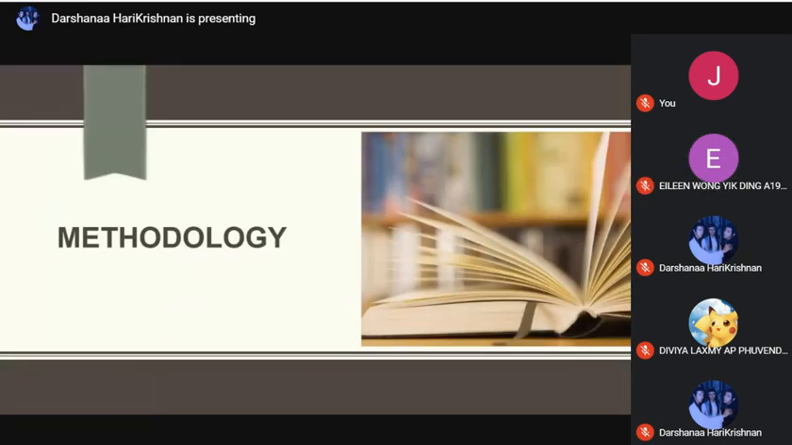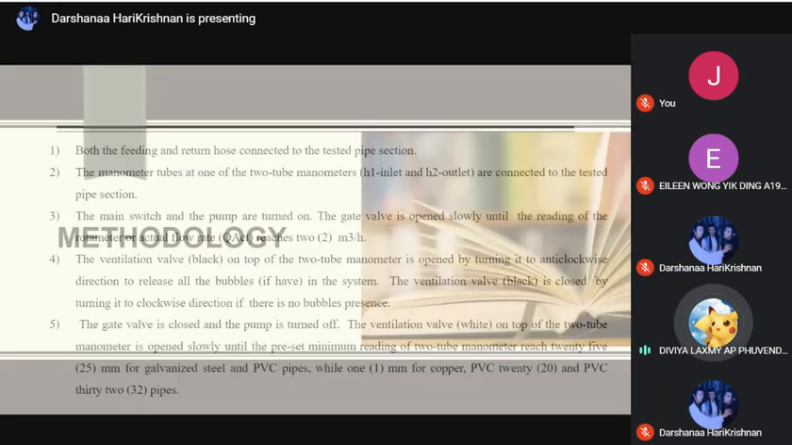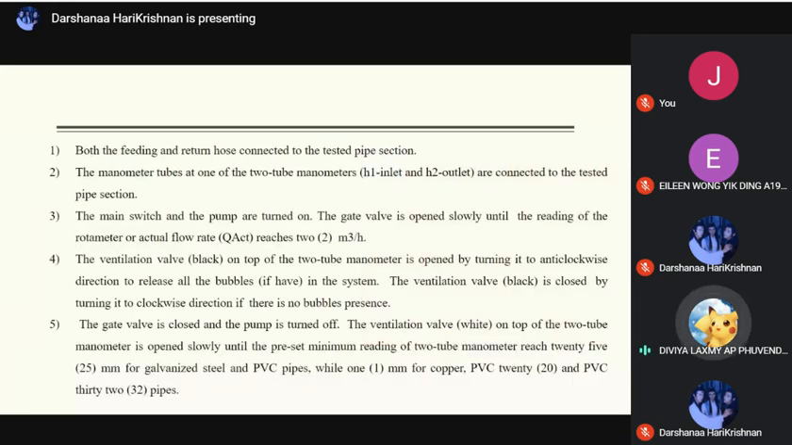So next is methodology. As for methodology, both the feeding and return hoses are connected to the tested pipe section. The manometer tubes at one of the two-tube manometer, H1 inlet and H2 outlet, are connected to the test pipe section. The main switch and the pump are turned on.